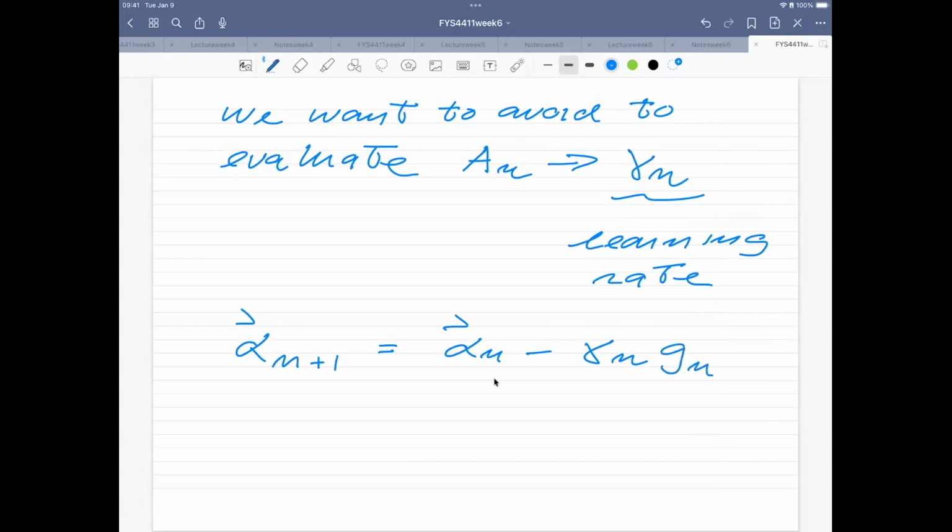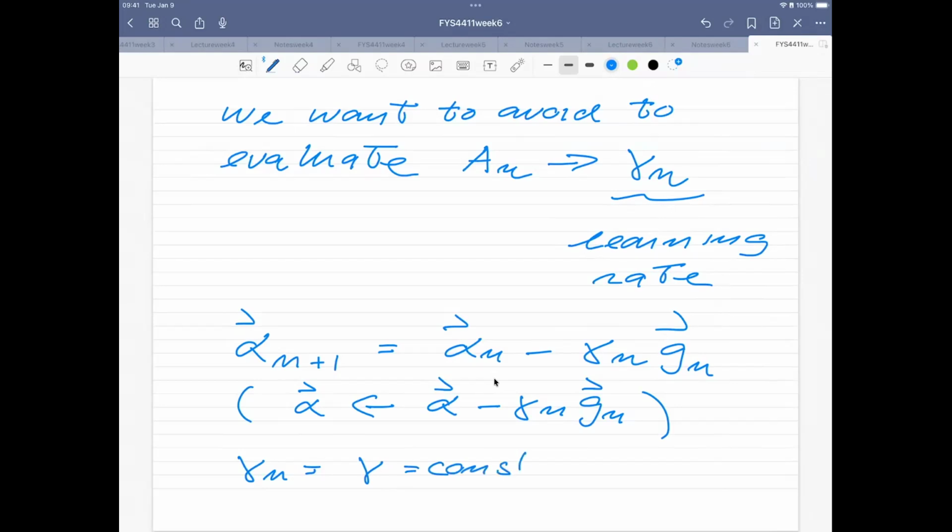So essentially what we have is this recipe here, which you will typically write in a more compact way, like alpha being updated with alpha minus some gamma times the gradient. This is the more compact notation which you will often see. So if gamma of n is not updated iteratively, then we have it equal to a constant throughout the calculations. And that leads to the simplest possible approach, which is just the plain gradient descent. And you have encountered these methods before.